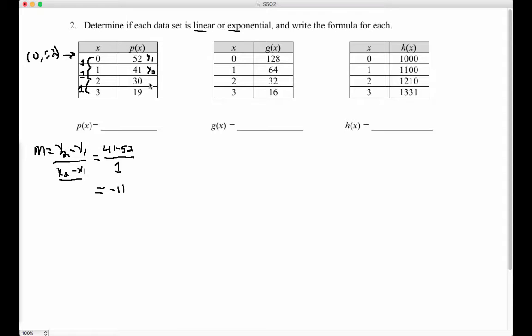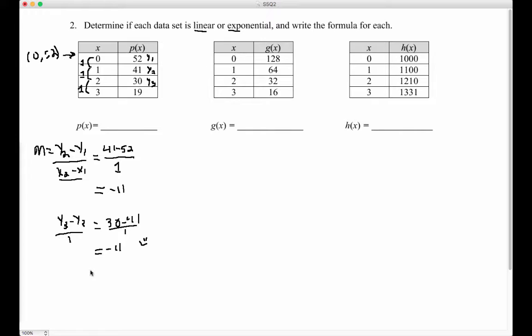Okay, we'll take a look from y2 to y3. So y3 minus y2 divided by 1, because we know that's what x2 minus x1 is going to be. That's going to be equal to 30 minus 41 divided by 1. And by Jove, that comes out to negative 11 again. So looking really good that these are going to be linear. In other words, the common differences are staying consistent.